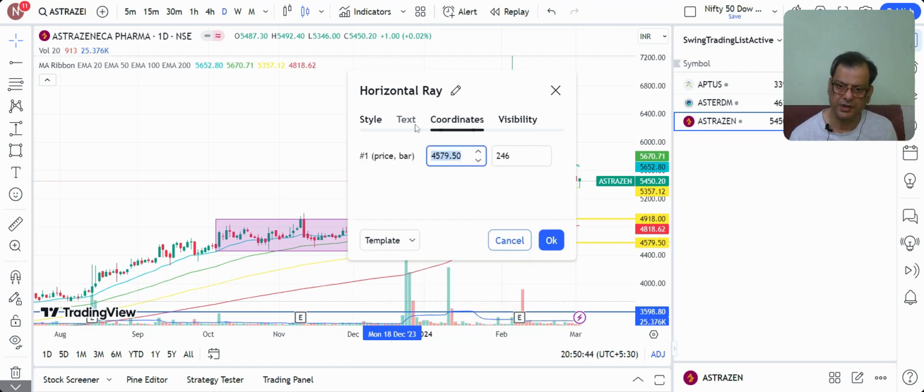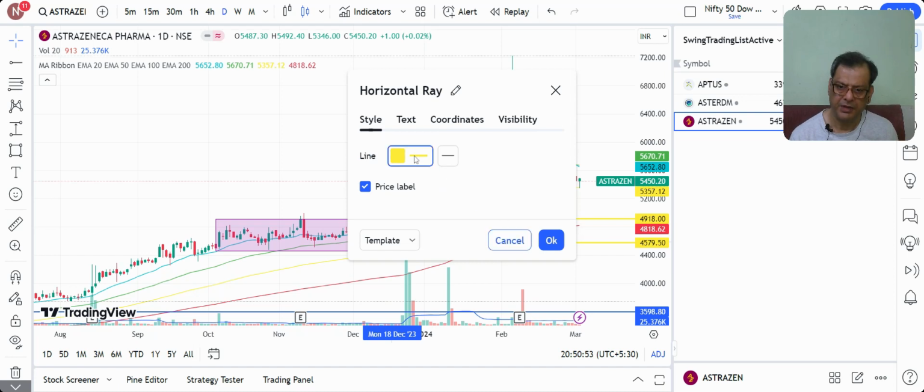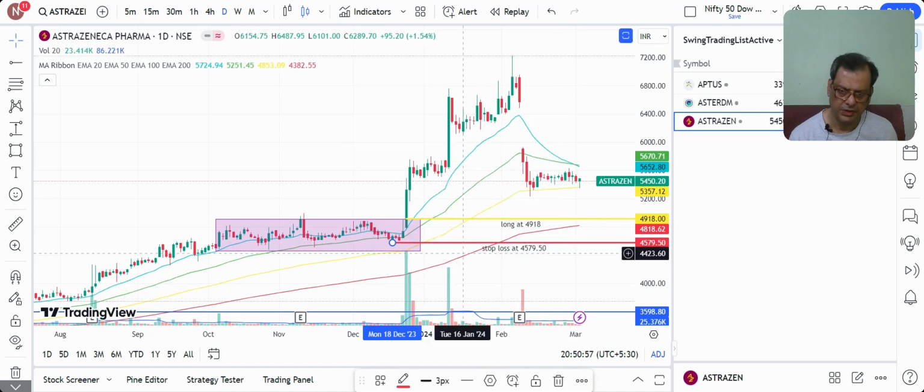4579.9. Copy this here, and I'm going to write stop loss. Make this red. So you have to use a bit of common sense also. Just don't go blindly because if you read somewhere what a rectangle pattern is, what its continuation is, where to keep your SL, they'll say keep it here or give it a little breathing room. But you have to use your common sense.